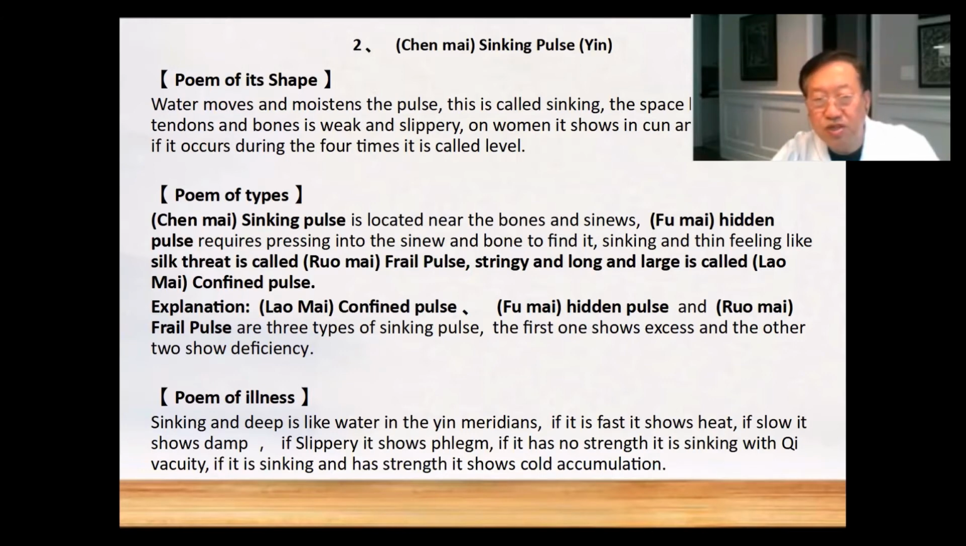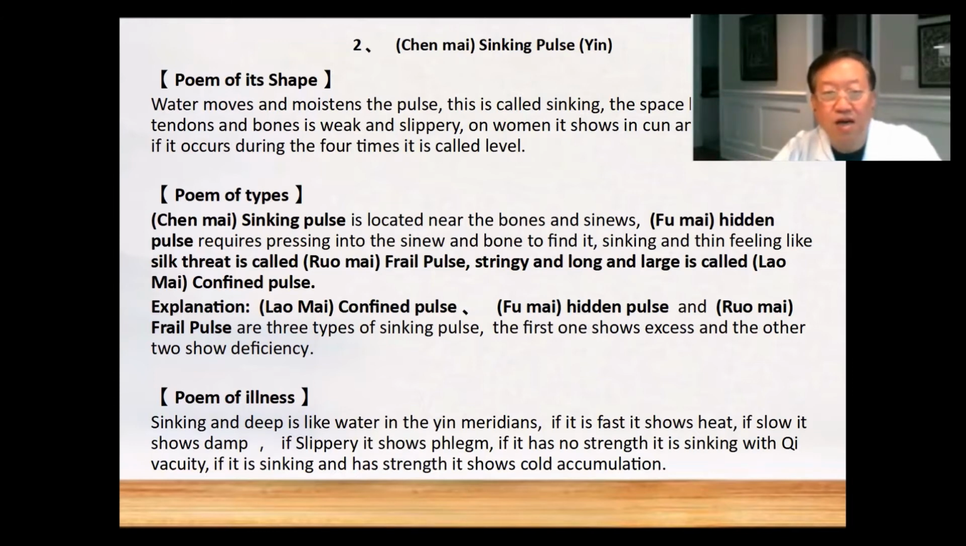Sinking and thin, feeling like silk thread, is called ruomai. Frail pulse, stringy and long and large, is called laomai, or confined pulse. Explanation. Laomai, or confined pulse, and fumai, hidden pulse, and ruomai, frail pulse, are 3 types of sinking pulse. The first one shows excess, and the other 2 show deficiency.